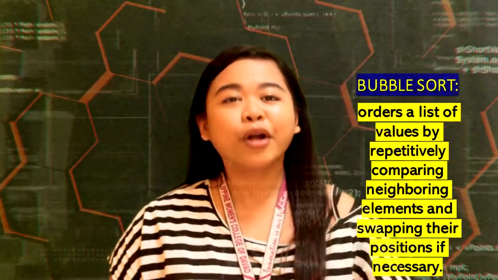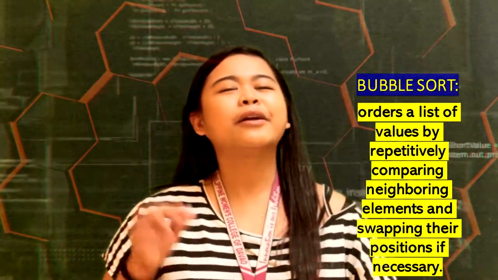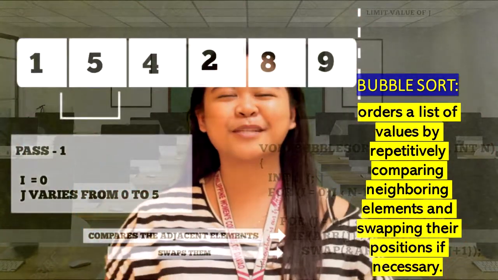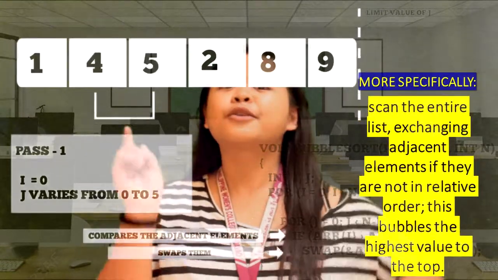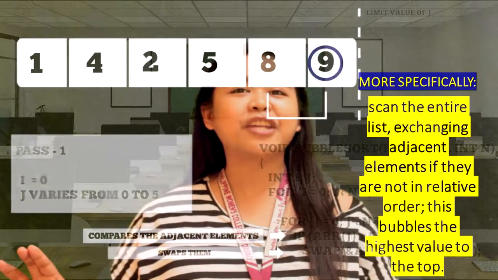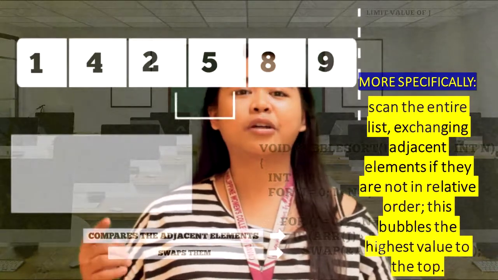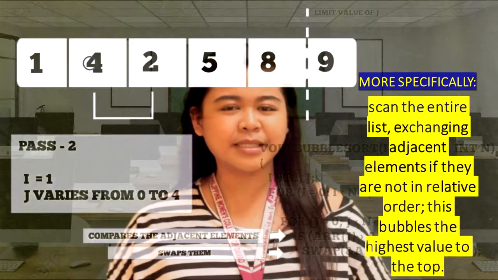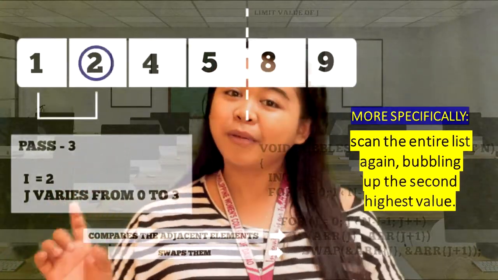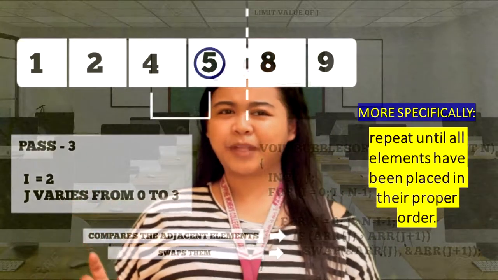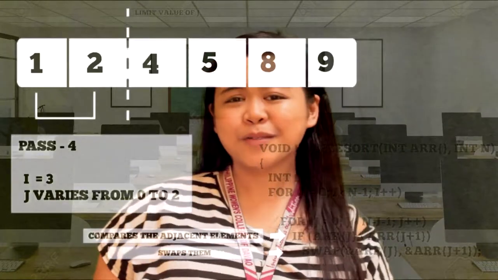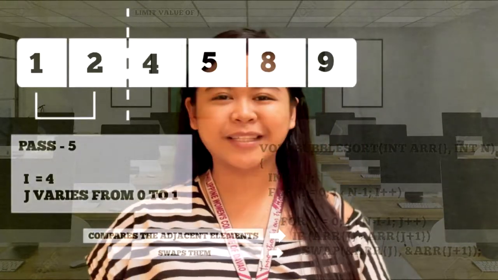Bubble sort orders a list of values by repeatedly comparing neighboring elements and swapping their positions if necessary. More specifically, it scans the entire list, exchanging adjacent elements if they are not in relative order. This bubbles the highest value to the top. Scan the entire list again, bubbling up the second highest value, and repeat until the elements have been placed in their proper order. Also, bubble sort is the simplest sorting algorithm.